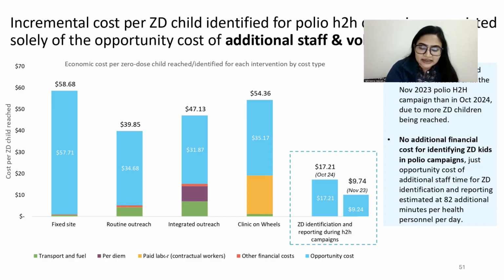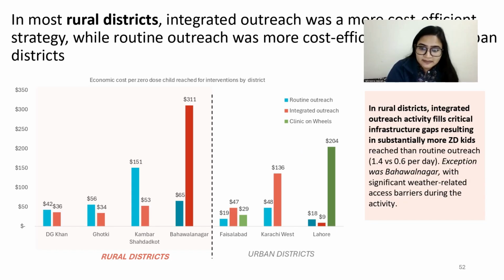So this, on the left side and the right side, you can see for the polio program, the cost of identifying one zero dose child in 2024 is $17.21, as compared to 2023, which is $9.7. This difference is because of the volume of the zero dose children identified in 2023 versus 2024.